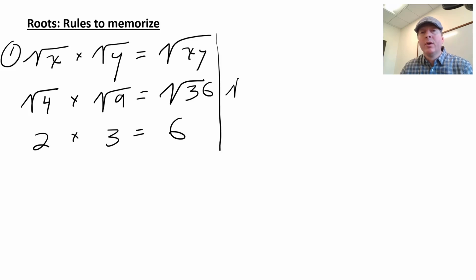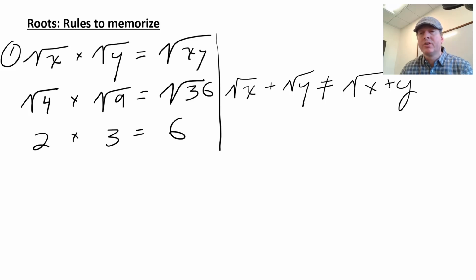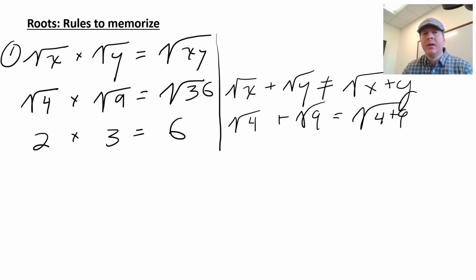Now, one thing I want to point out, suppose you were asked what is the square root of x plus the square root of y. That is not necessarily equal to, that is not equal to the square root of x plus y, at least not most of the time. So, for example, is the square root of 4 plus the square root of 9 equal to the square root of 4 plus 9?